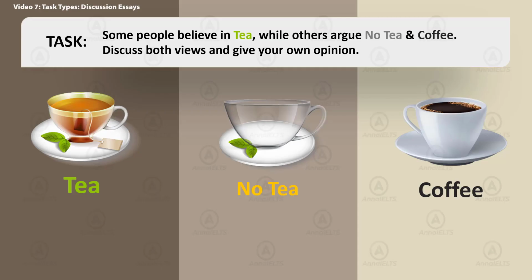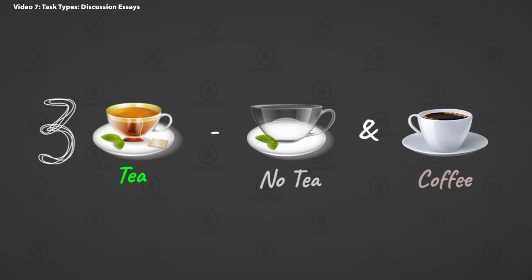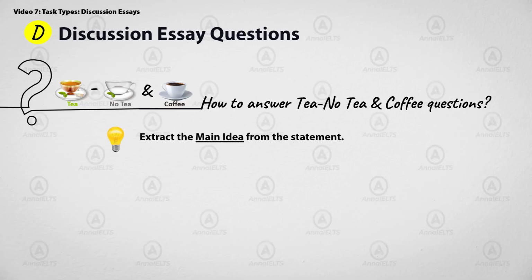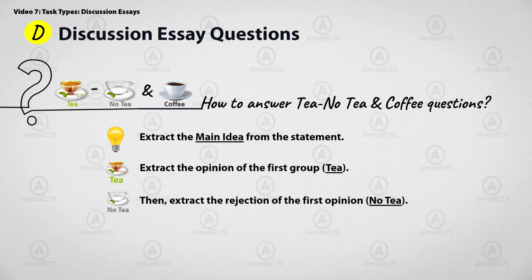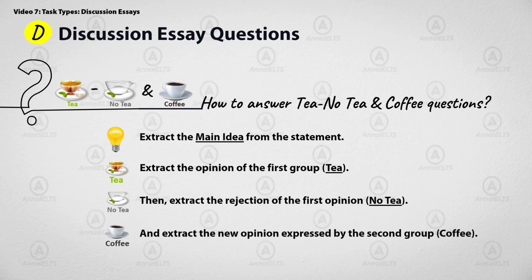How do tea, Noti, and coffee questions look like? Some people believe tea, while others argue Noti and coffee. Discuss both views and give your own opinion. Now let's see how to answer tea, Noti, and coffee questions. Extract the main idea from the statement. Extract the opinion of the first group, T. Then extract the rejection of the first opinion, Noti. Now extract the new opinion expressed by the second group, coffee.